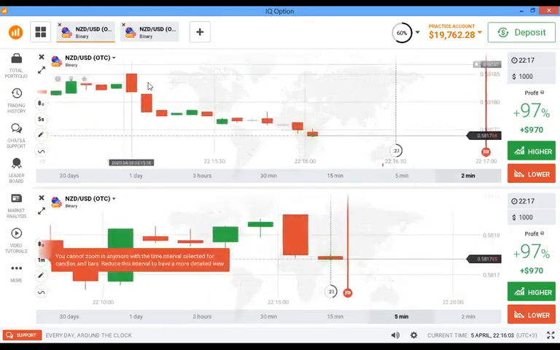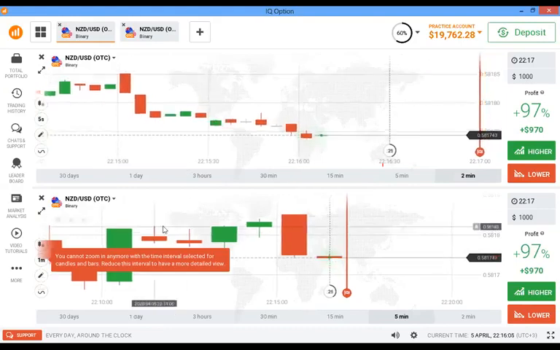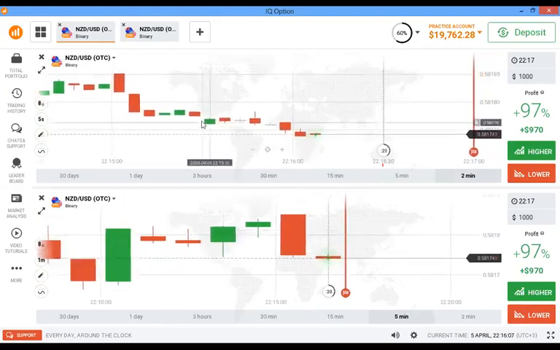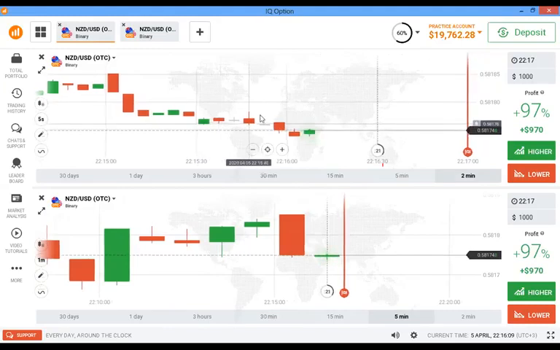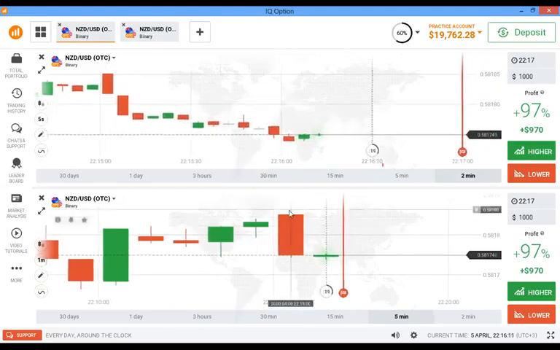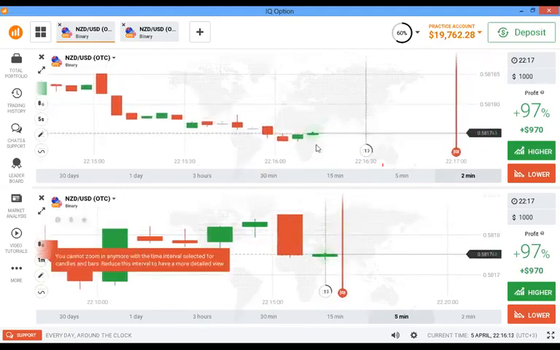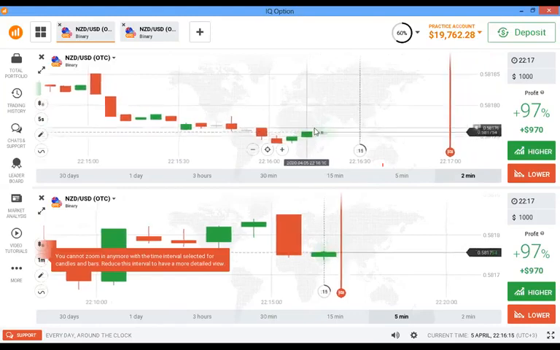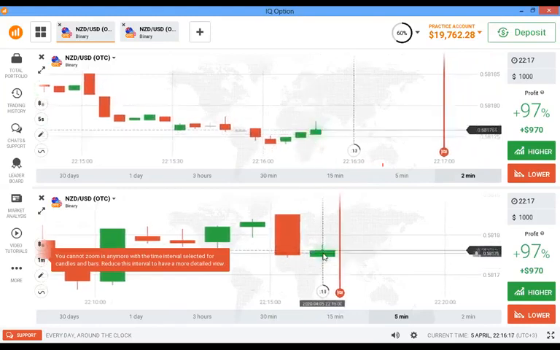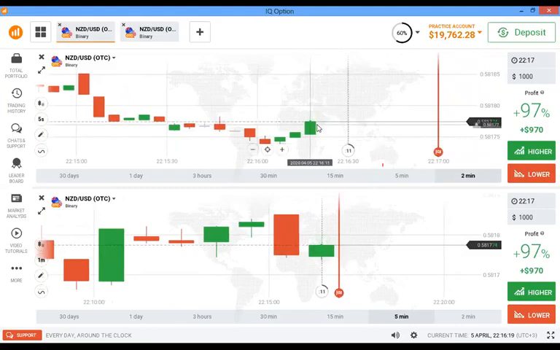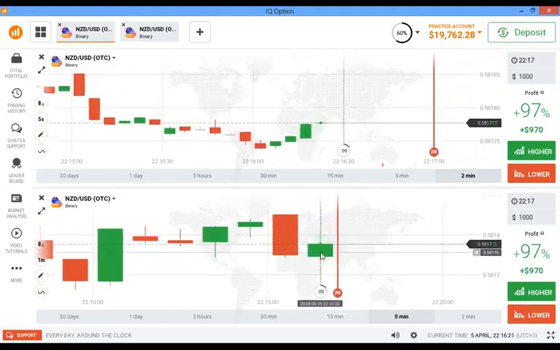We can see seller's entry here. That's why I'm seeing all these seller's entry. We can see some buyer's entry here, a doji candlestick. That's why I see some strong seller's entry. Now look at this. You can see buyers forming here. That's why I see some bullish candle here, a strong buyer's entry here.